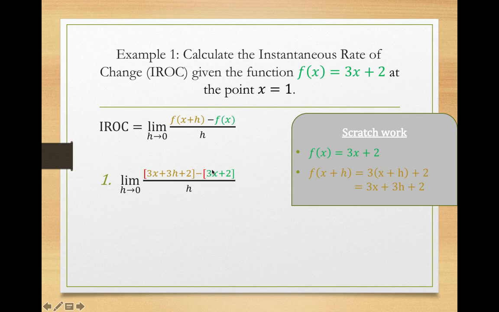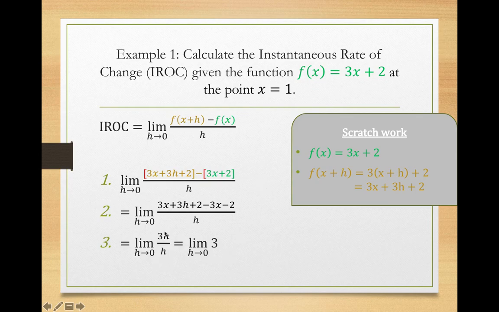The next step is to distribute this minus sign so we can cancel out some stuff. See, this became negative 3x, and then this minus distributed in here and became a minus 2. Now what's really great is things are going to cancel out. This plus 2 cancels out with minus 2. 3x minus 3x also cancels out. Essentially, what you're left with is 3h over h, and also your limit.